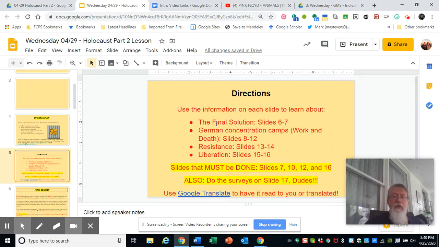In your directions, the final solution, you'll see that on slides 6 to 7, the concentration camps and the work and death camps on slides 8 through 12, the resistance in slides 13 through 14, and the liberation slides 15 to 16. Now, highlighted in yellow down here is where the work is: slides 7, 10, 12, and 16. Make sure that you do the surveys on slide 17.